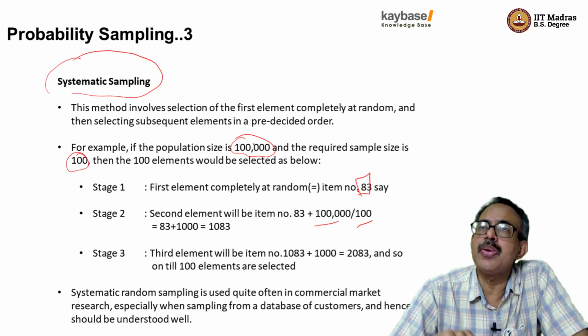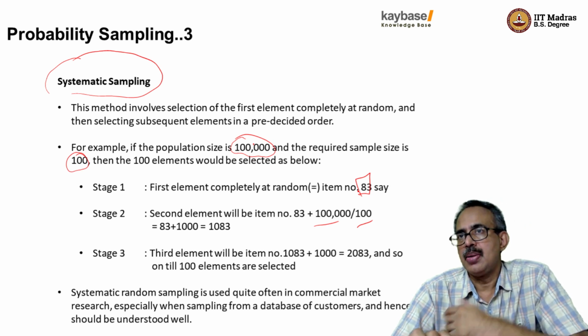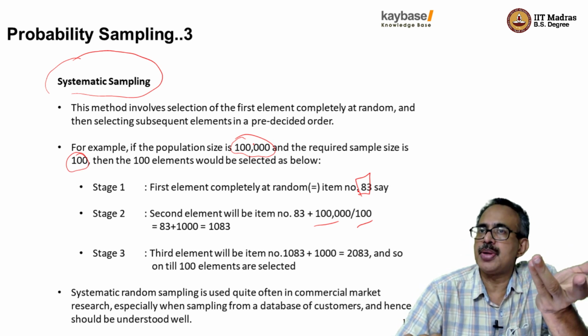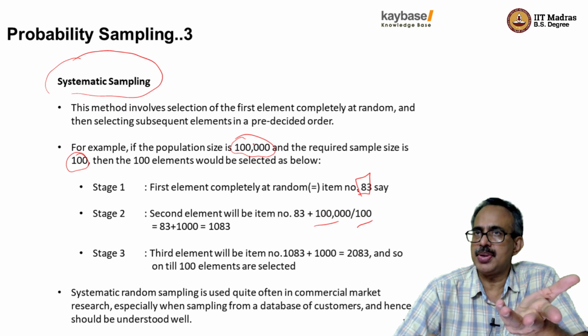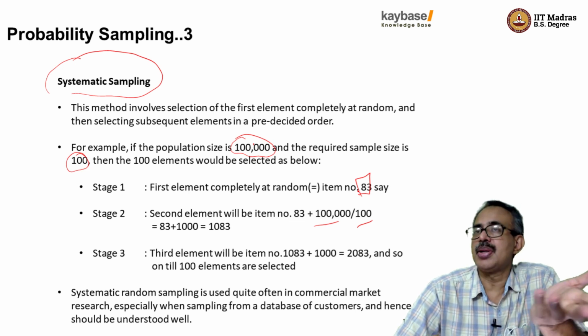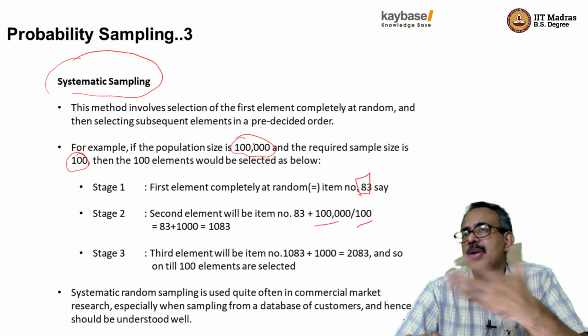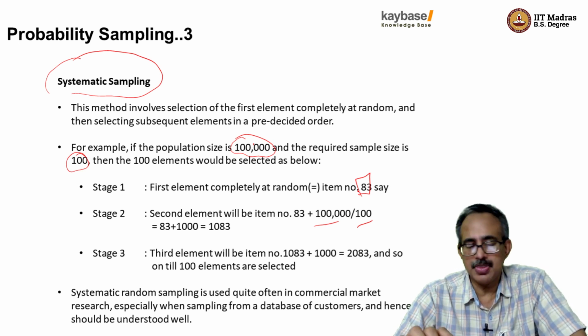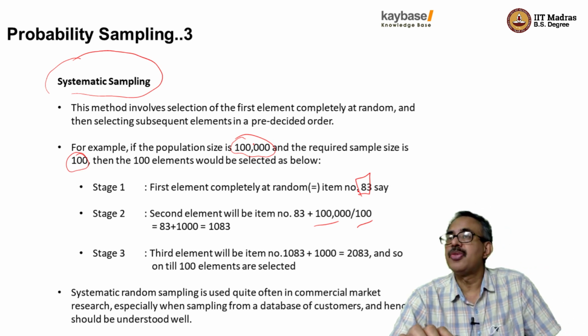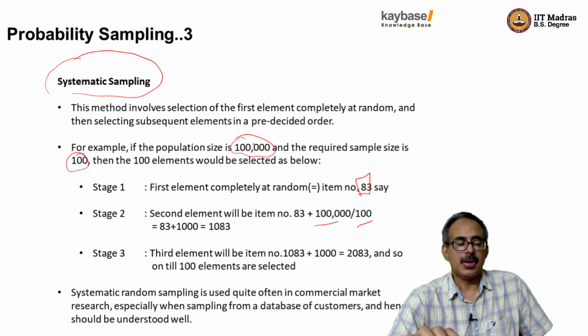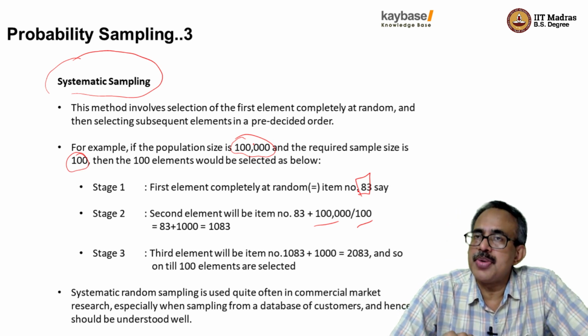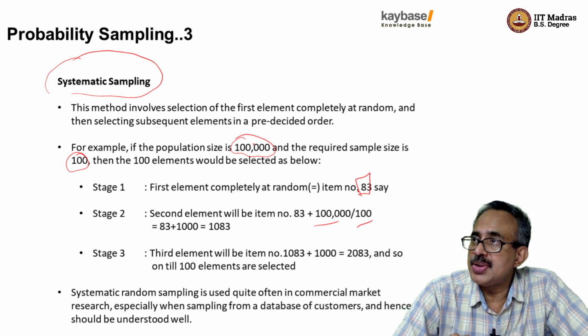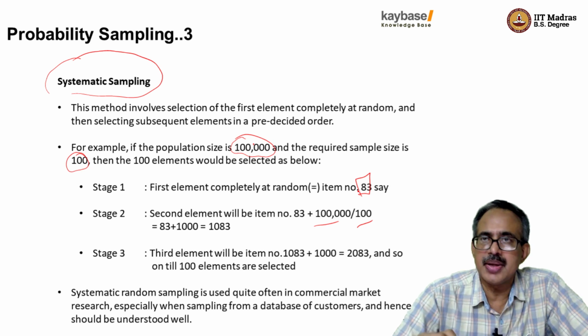So this is used a lot in commercial market research. Whenever we do customer satisfaction studies, for example, from a database of customers, we use systematic sampling. It's done very, very commonly, so it is something which you really need to be very familiar with. Now, why is this called probability proportionate to size, PPS? We shall see that in the next couple of slides.